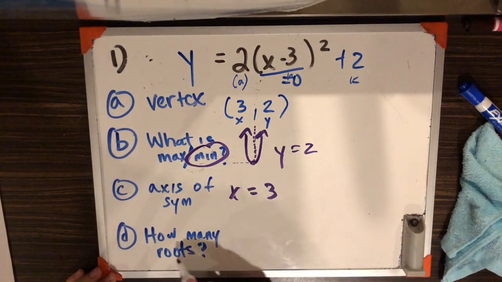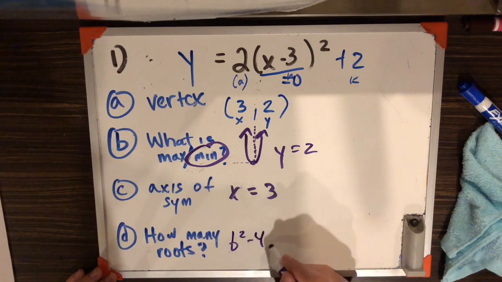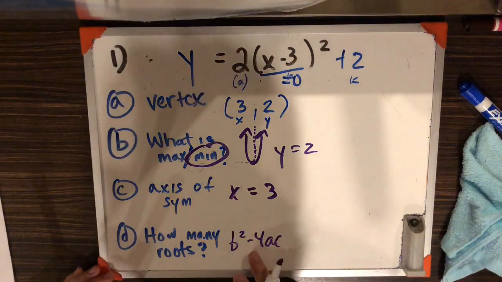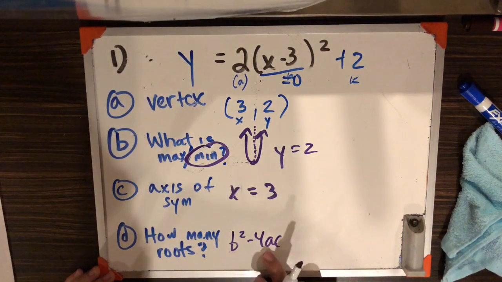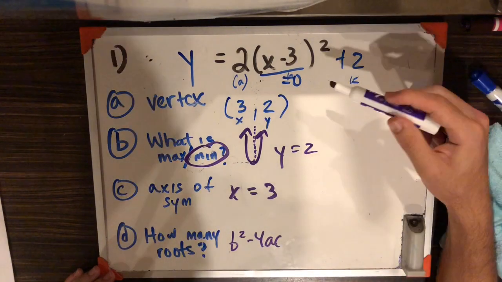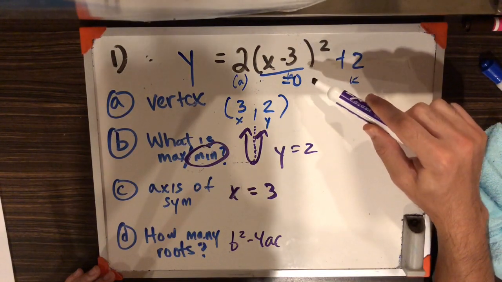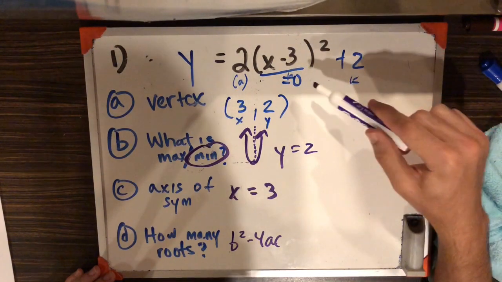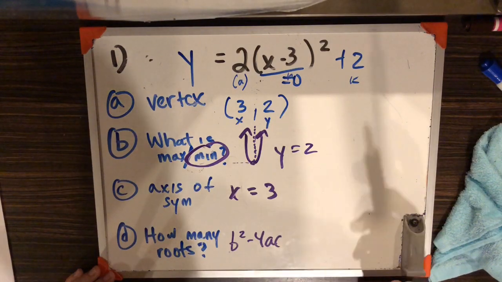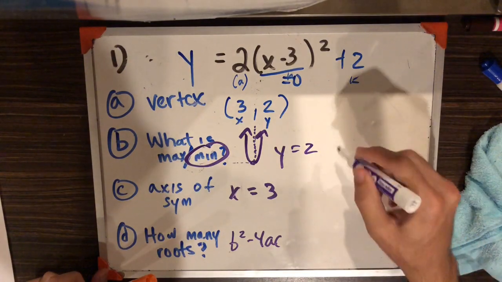How many roots? Well, if I say how many roots, b squared minus 4ac should pop in your head, because this tells you how many roots. This has one job. So I need to figure out what a, what b, and what c is first, right? I can't really figure that out yet because it's not in standard form. So go ahead and put this in standard form first, and then you can figure out what these values actually are, okay? So let me go ahead and do that right off to the side.